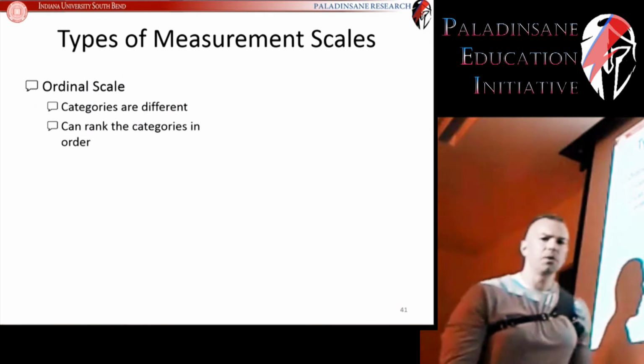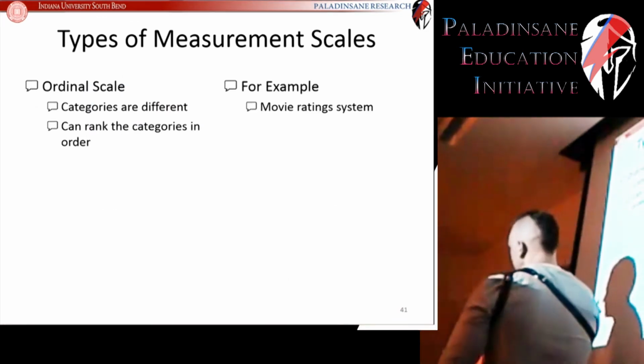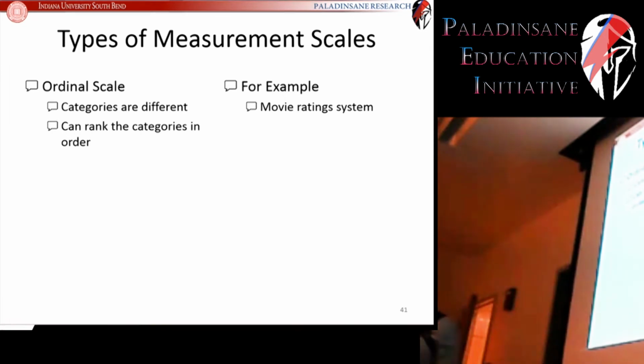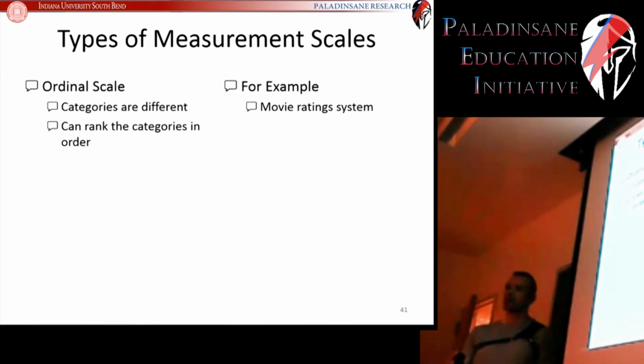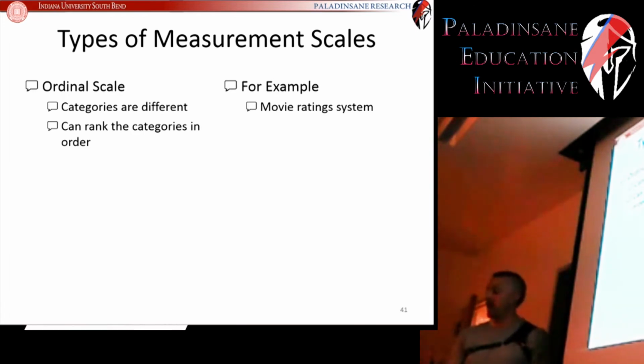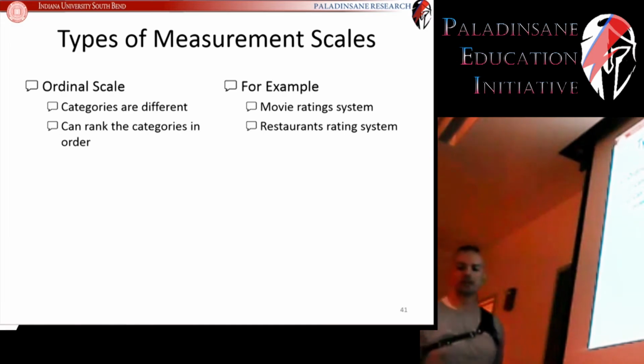All right, so that's the ordinal scale. So typical examples, things we just saw, movie rating system. You cannot add up the scales that movies have been given and then take an average, for example. That's not allowed. Restaurant rating systems.